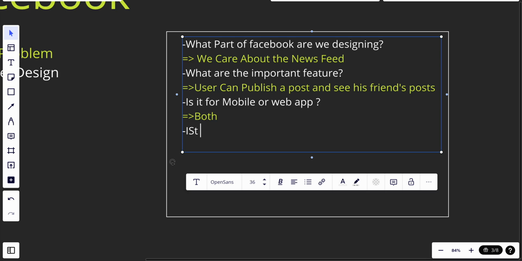So I would say, is there any specific... no, no, I would say that, should we care about the algorithm?